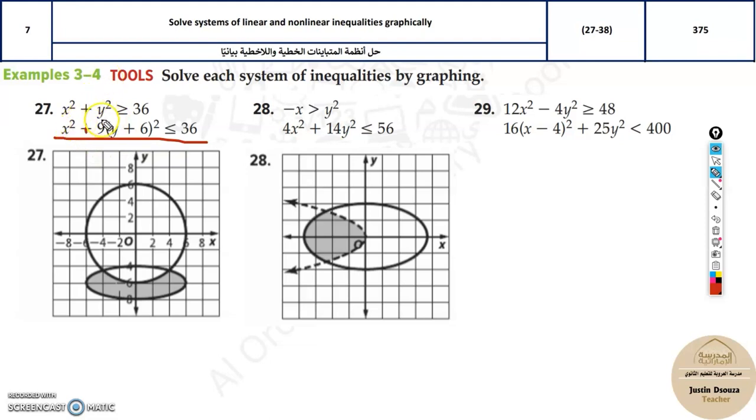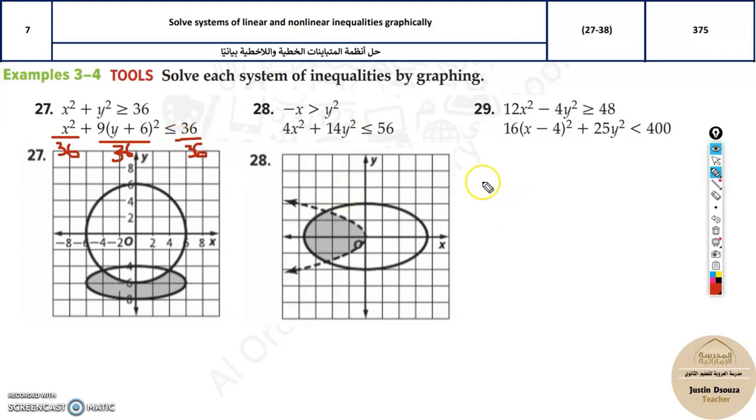Now, here I can easily understand that this is an ellipse because it's plus. But there's one problem over here. This must be 1, not 36. So what happens? I'll basically divide this by 36 everywhere. What I'm saying is, I'll divide this by 36, 36, 36.